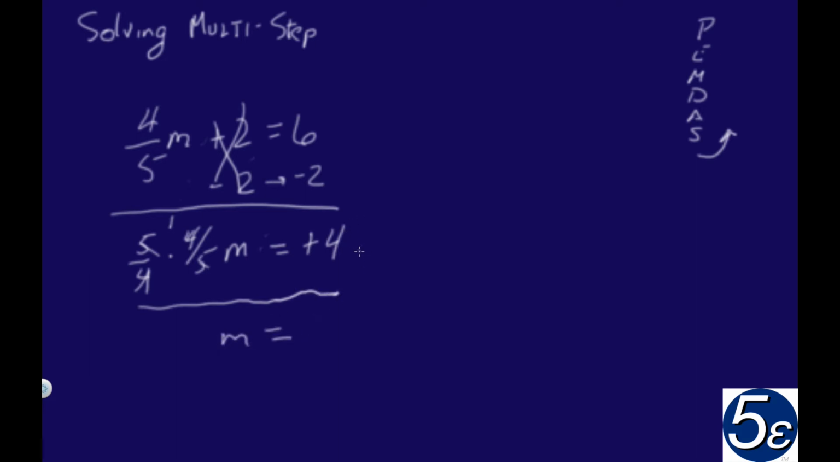And on this side, we have to multiply this by 5/4 as well, because what we did to the left side, we must do to the right side. And when we do that, these will cancel out, and we end up with 1 times 5, or 5.